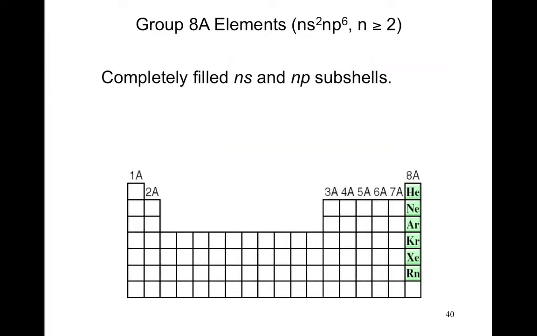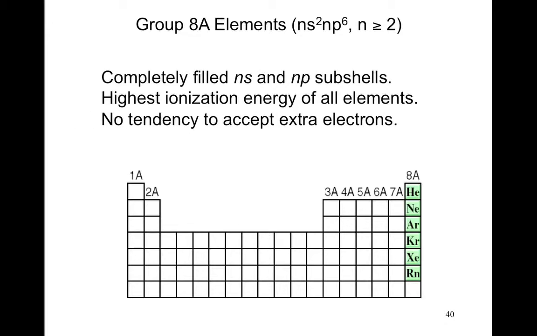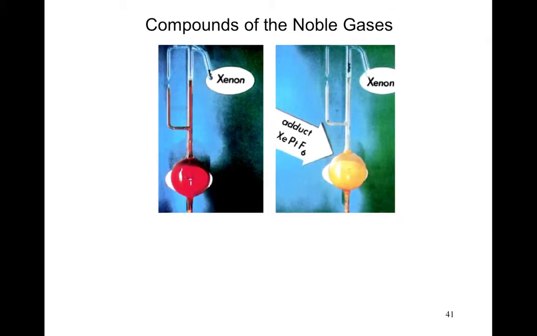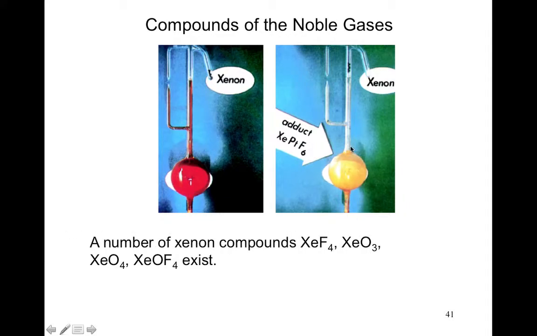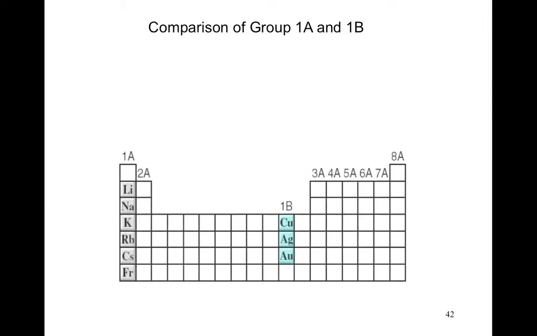So we get to group 8. These are our noble gases. They're completely filled subshells, with the highest ionization energy because they really don't want to lose any electrons. They don't have any tendency to accept extra electrons because they don't want any more electrons. They're super stable. And here's what some of the compounds of these look like. Xenon here is kind of red, and then xenon here is kind of yellow. And so we can make some compounds out of these. A number of xenon compounds exist, a whole bunch of them, and a few krypton compounds have been prepared.